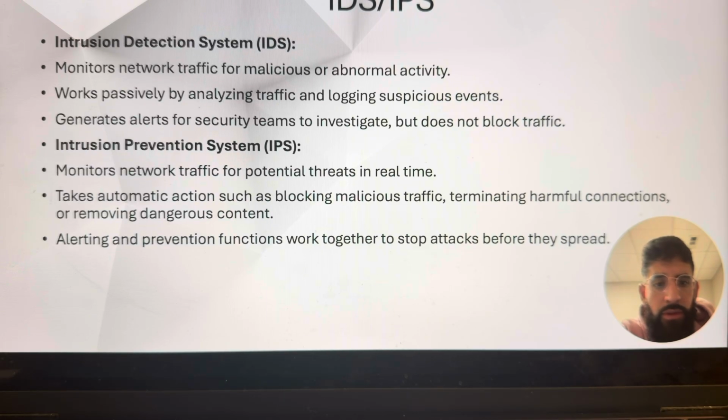Intrusion prevention systems are a little bit different. They monitor network traffic for potential threats in real time, and take automatic actions such as blocking malicious traffic, terminating harmful connections, or removing dangerous content. Alerting and preventing functions work together to stop attacks before they spread. So the main difference with the intrusion prevention system is that it is actively going to stop any threats in the network by terminating any connections or blocking any ports that, again, are being breached, which I think is pretty cool.